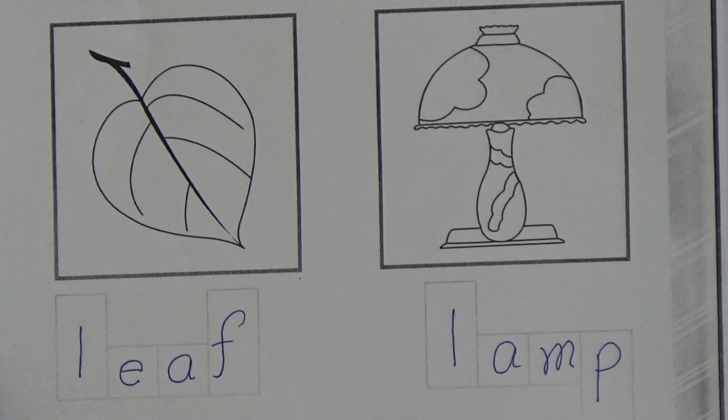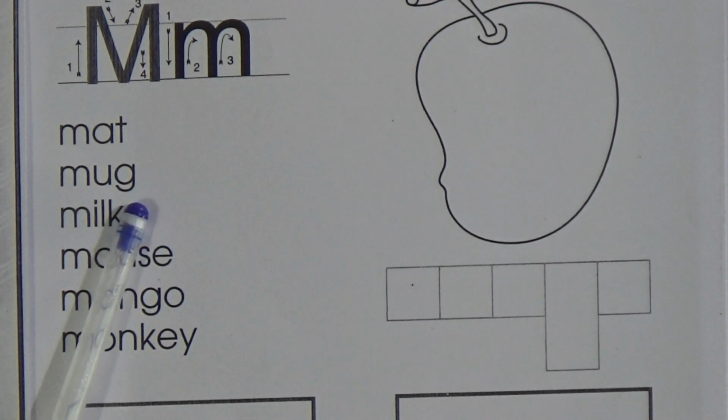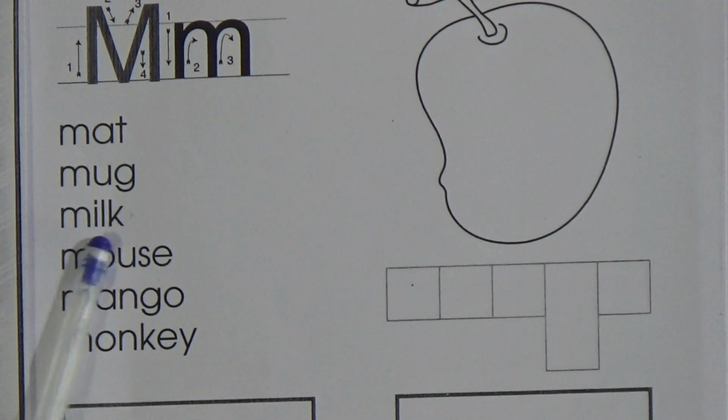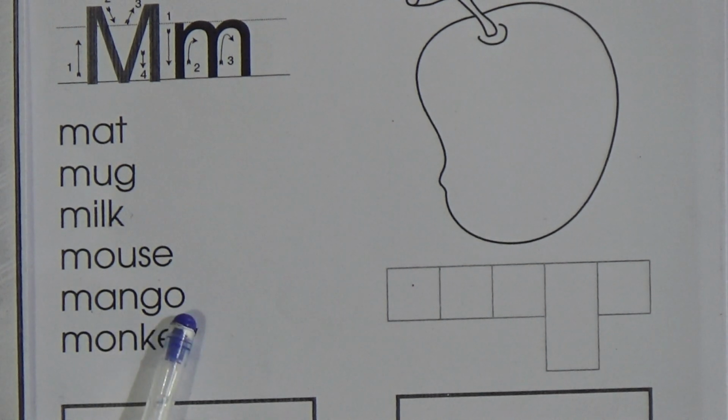Now go to the next page. M. M for mat. M-A-T, mat. M-U-G, mug. M-I-L-K, milk. M-O-U-S-E, mouse. M-A-N-G-O, mango. M-O-N-K-E-Y, monkey. So the first picture, look at the picture.